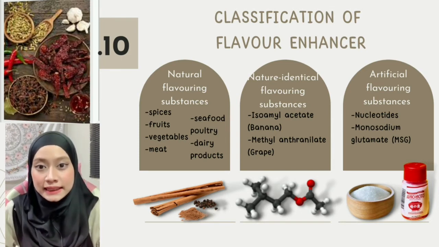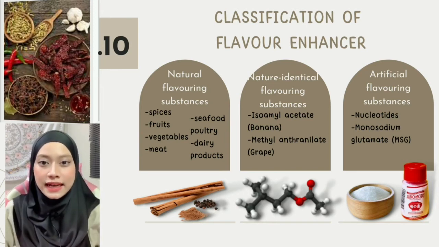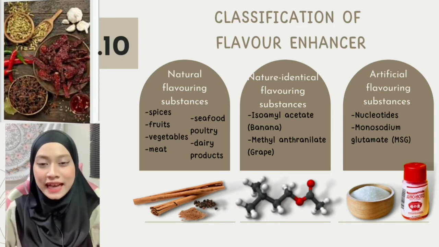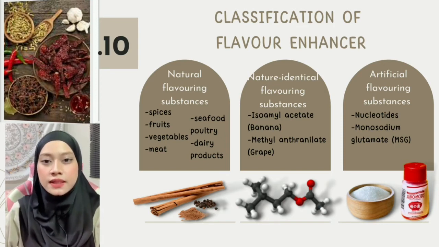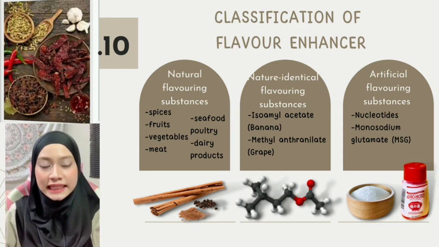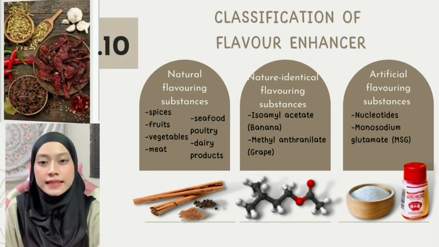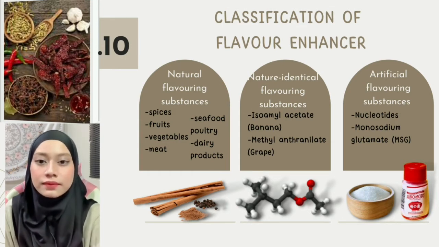For examples of nature-identical flavoring substances, there is isoamyl acetate, similar to banana, and the second is methyl anthranilate, similar to grape. And the last categorization of flavor enhancer is artificial flavoring substances. Artificial flavoring substances mean flavoring substances not identified in nature in products intended for human consumption, whether or not the product is processed. An example of artificial flavoring substances is monosodium glutamate, or MSG, also called Ajinomoto. And the next is nucleotides.